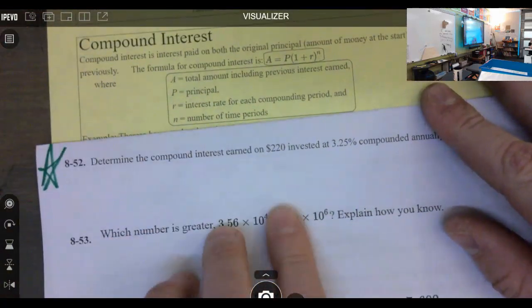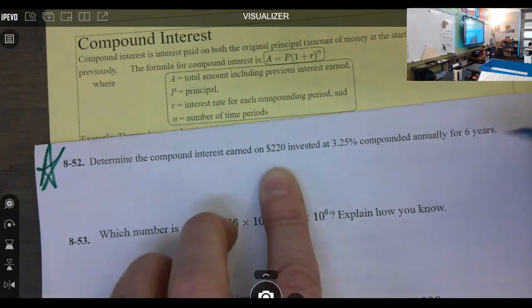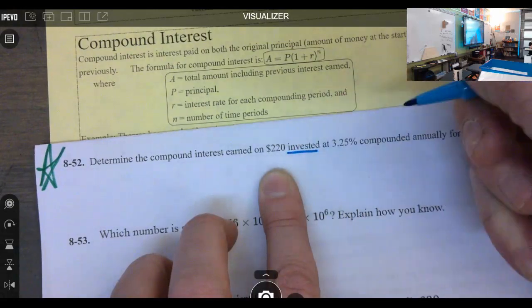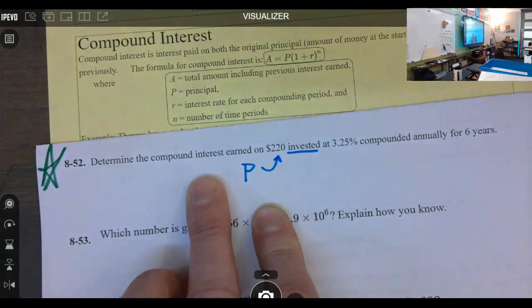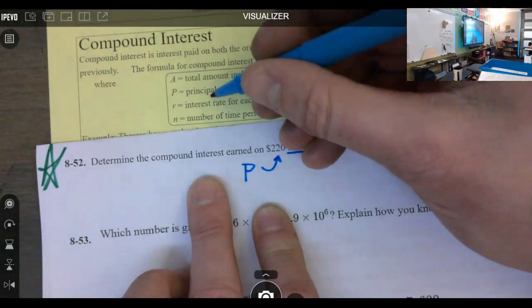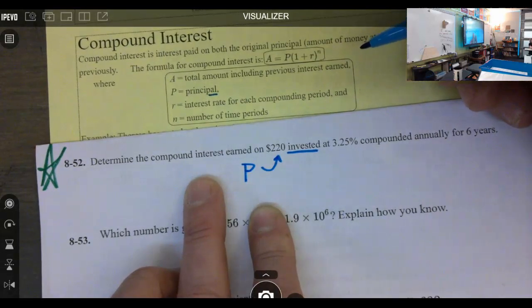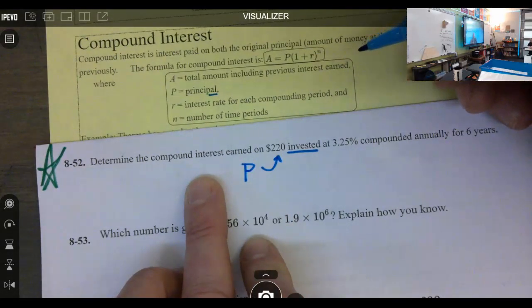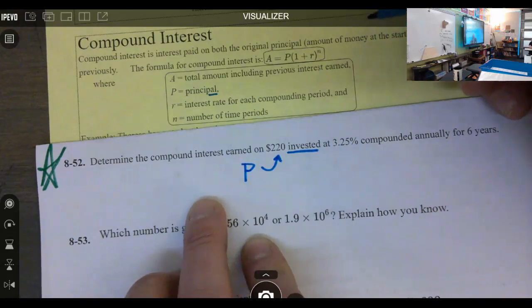$220 invested. In this problem, what do we think that is going to be? The principal, because it's the amount we start with, right? The principal investment is what we start with. And it's actually spelled the same as like Mr. Flynn, the principal. Principal L-E is just a different spelling used for different stuff. There are two different ways to spell principal. They mean two different things.